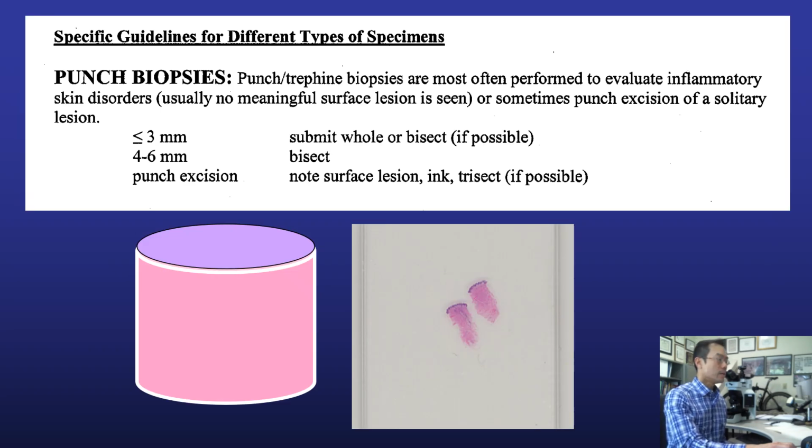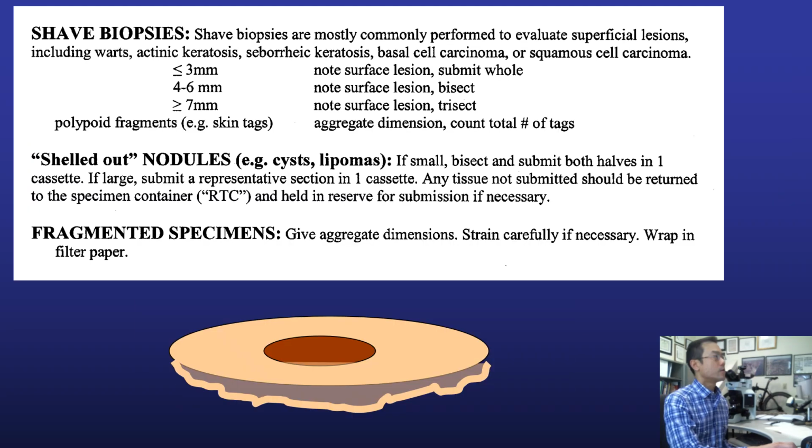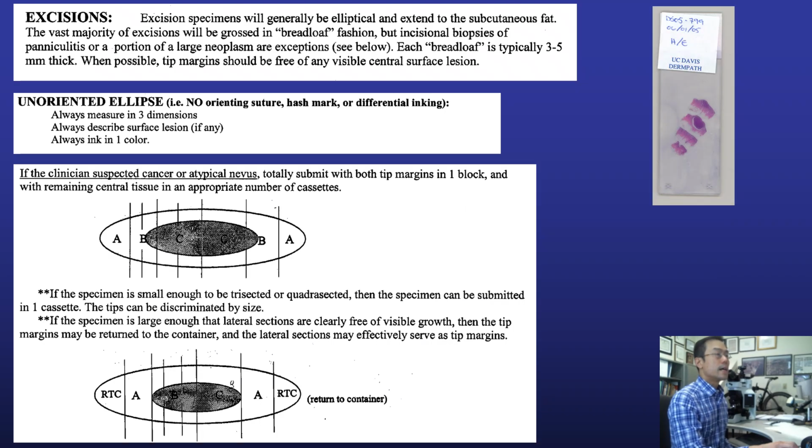Punch biopsies may be in a wide range of diameters. Probably 4 millimeter is the most common, but as you can see, there's a wide range. Whenever possible, we do prefer to bisect the specimens so that we don't lose any tissue and that the initial sections will be from the center of the specimen, most likely representative. Grossing guidelines for shaved specimens are similar to the punch biopsies. Shaved specimens could be shave removals or shave excisions, in which case we would typically add ink to better assess margin status. The glass slide on the upper right shows breadloaf sections of an excision specimen.